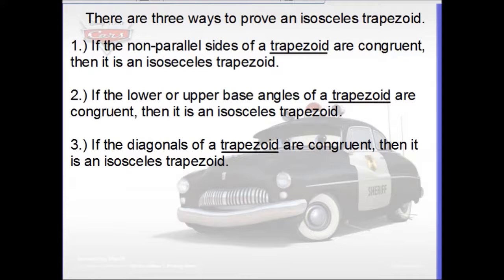There are three ways to prove an isosceles trapezoid. Number one, if the non-parallel sides of a trapezoid are congruent, then it is an isosceles trapezoid. Number two, if the lower or upper base angles of a trapezoid are congruent, then it's an isosceles trapezoid. And number three, if the diagonals of a trapezoid are congruent, then it is an isosceles trapezoid. For all three of these, we have to know it's a trapezoid before we can say it's an isosceles trapezoid.